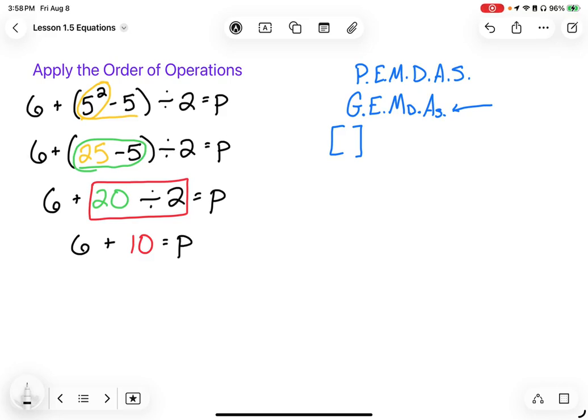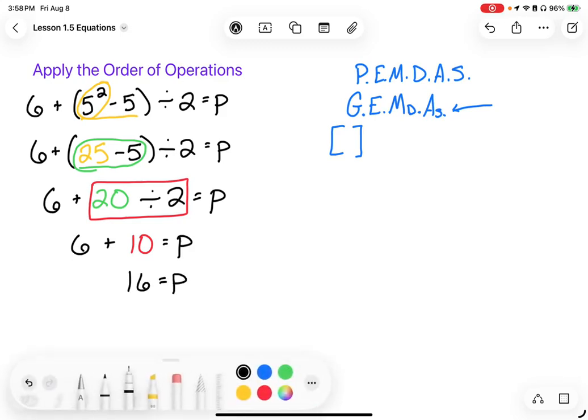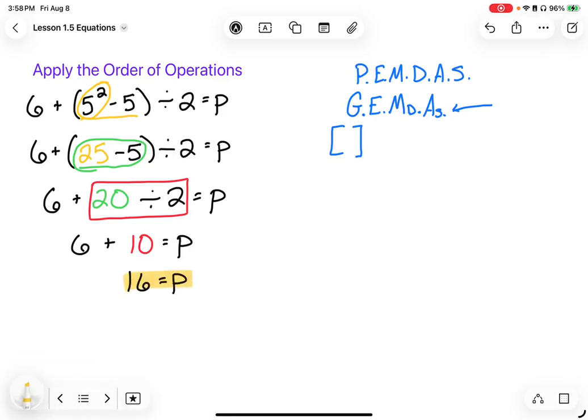And of course, now the only thing left to do is the addition. 6 plus 10 gives us 16. And in fact, that is our final answer. 16 is the value of P if we use the order of operations.